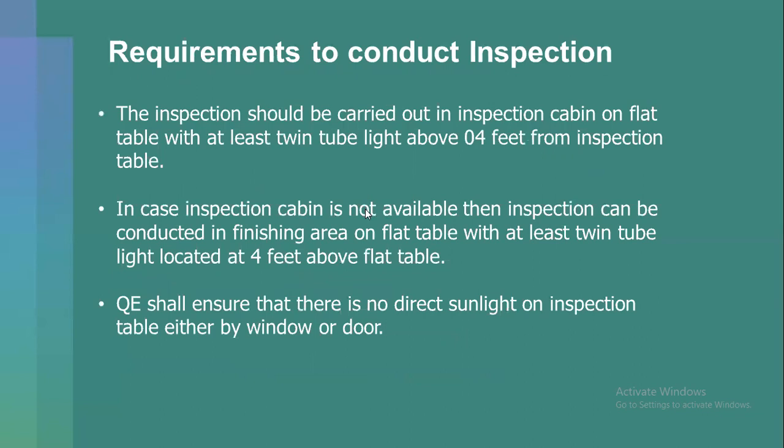Requirements to conduct final random inspection: the inspection should be carried out in the inspection cabin on a flat table with at least twin tube lights above 4 feet from the inspection table. In case an inspection cabin is not available, the inspector can conduct it in the finishing area with a flat table and twin tube lights above the table. They need to ensure that there is no direct sunlight on the inspection table, either from the window or the door. These are the basic requirements for conducting the inspection.